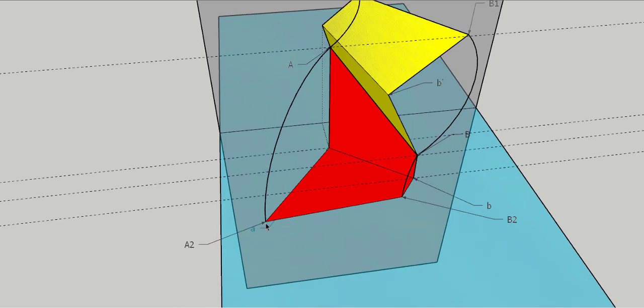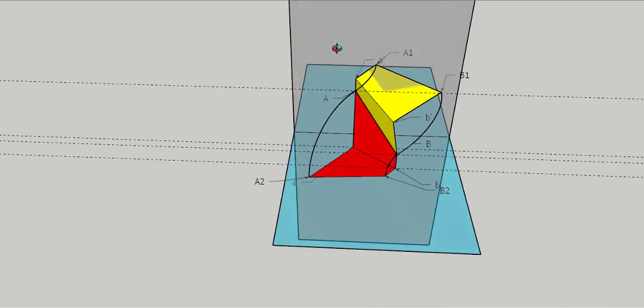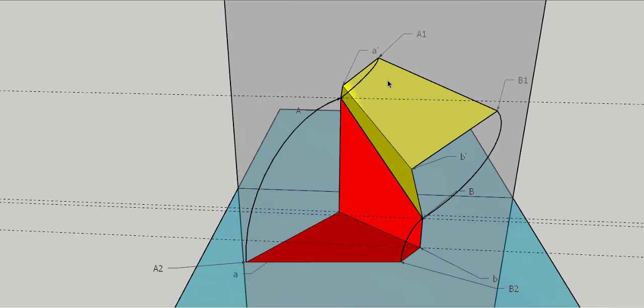Similarly, A2 and B2, this line here, has the same length as AB, capital A, capital B, which shows that A1, B1 and A2, B2 is actually the true length of the line. And I got this just by rotating those planes about the projection of the front view and the projection of the top view. So just by doing this, you can get the true length of the line.